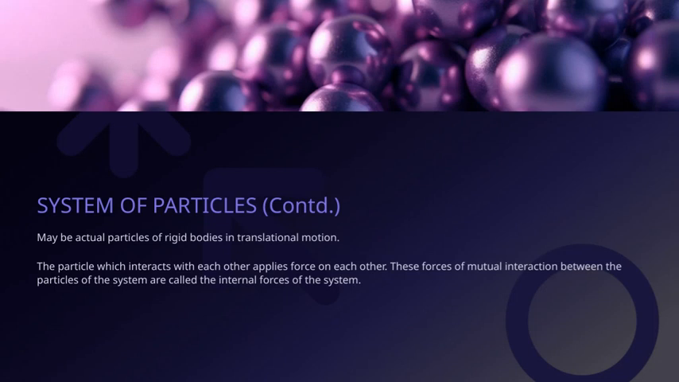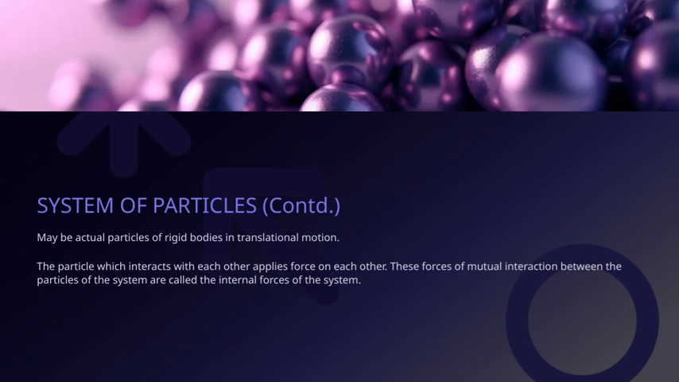The particles which interact with each other apply force on each other. These forces of mutual interaction between the particles of the system are called the internal forces of the system. When we talk about these internal forces, we're referring to the forces that particles exert on one another within the system itself. These particles could be actual particles, like molecules, or they could be parts of rigid bodies, especially when these bodies are in translational motion.